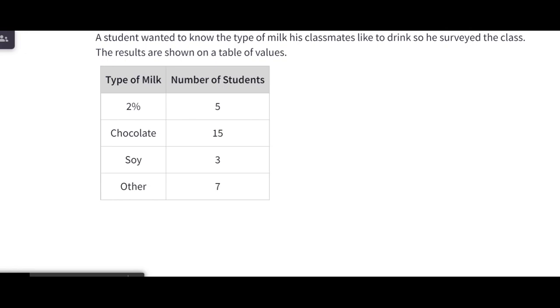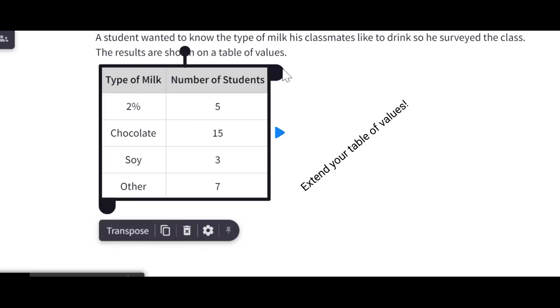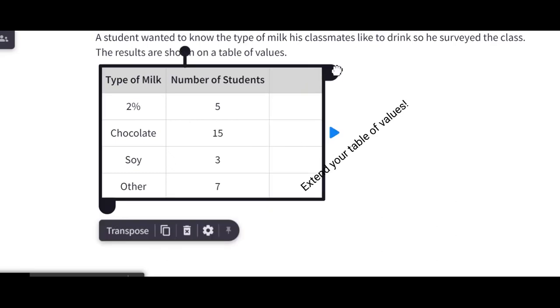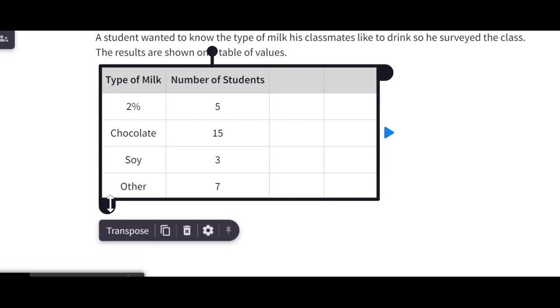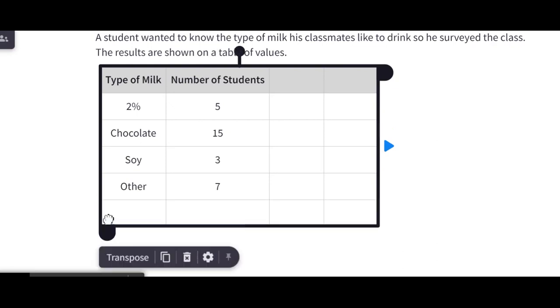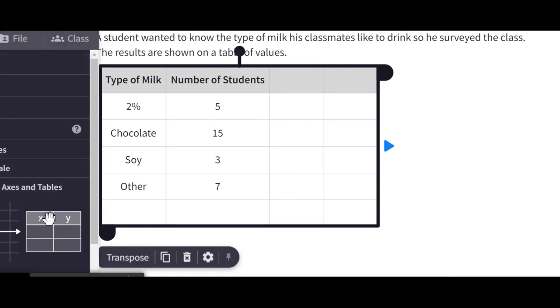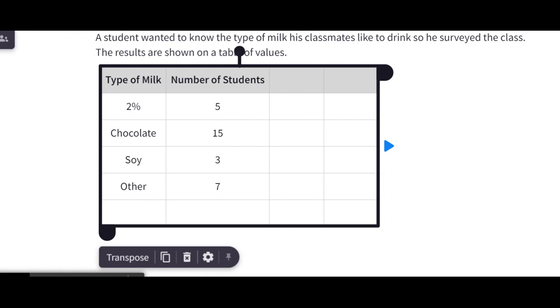On Polypad, there are a couple of ways of extending this table. You could click on the table and then drag this out. I would drag one more down, and then fill this in. Now, if you don't like this way, you could click on this table and drag it out to extend it. Really up to you, whichever way you prefer is fine with me.